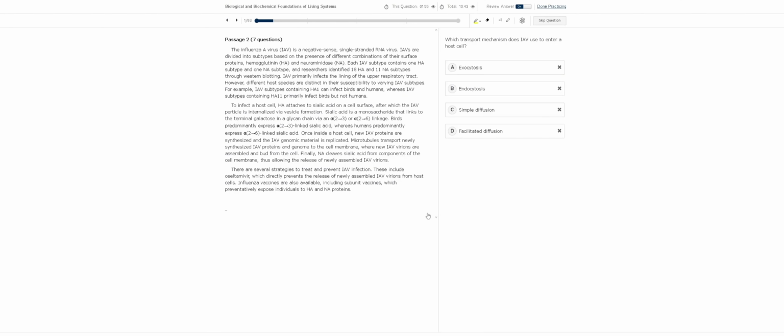This is passage 2 of the AAMC section bank volume 2, and this is for the biochem section. The influenza A virus, IAV, is a negative sense single-strand RNA virus. So this is our virus information, so it's a good thing to highlight.